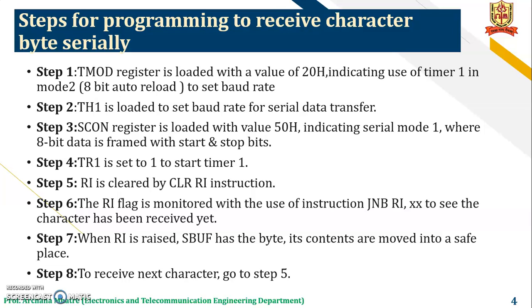Then the RI flag is cleared with the instruction CLR RI. Then the RI flag is monitored with the instruction JNB RI, label, to see whether the character has been received yet. Then the next step: when RI is raised, SBUF has the byte, and its contents are moved into a safe place. Then the last step is to receive the next character, go to step number 5.